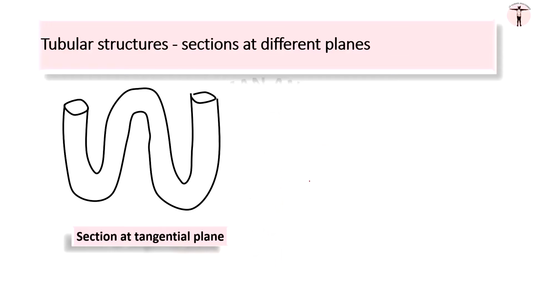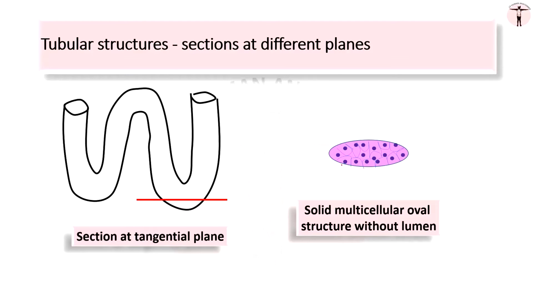When the section passes at the periphery of the U-turn in the tangential plane, it results in a solid multicellular oval structure without lumen. So at this end, there won't be the lumen to see. Here there will be lumen. The lumen is present at this place. So this region will not have the lumen. So in the tangential section you can see only the aggregation of cells.